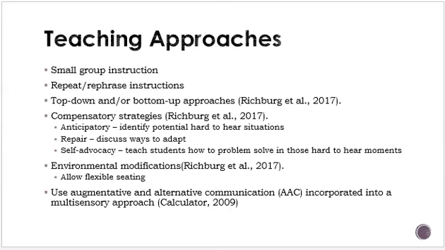Some environmental modifications that the teacher could make: they could allow flexible seating within the class, allowing the student to move to the front of the room if not placed in the front of the room, or allowing the student to go to a more quiet part of the room should be allowed for these students.